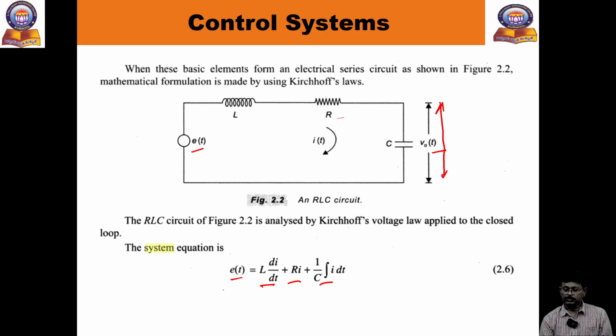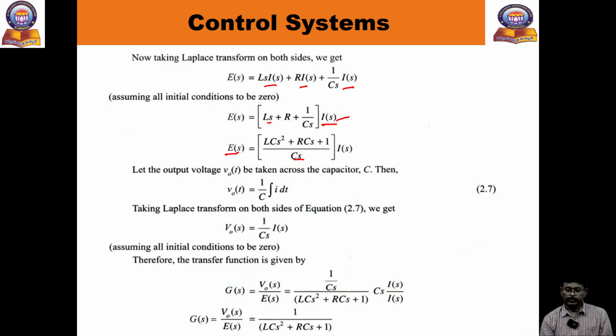The other equation is for the output voltage. The output appears only across the capacitor. So the output voltage V naught of S equals 1 by C integral I dt. Now apply the Laplace transform: V naught of S equals 1 by CS into I of S. Actually what you want is output voltage divided by input voltage, so I eliminate I of S. From this equation, what is I of S? Now substitute in this case. So G of S will be V0 by Vi of S.